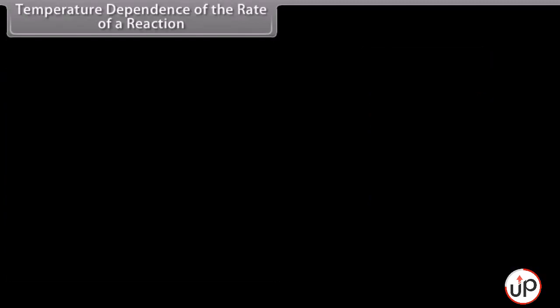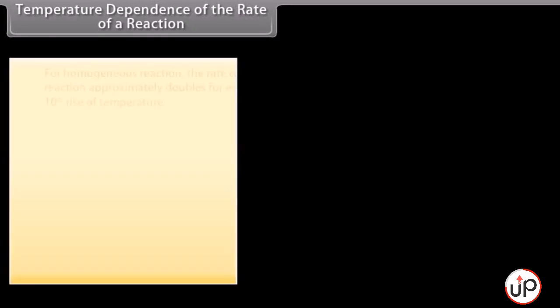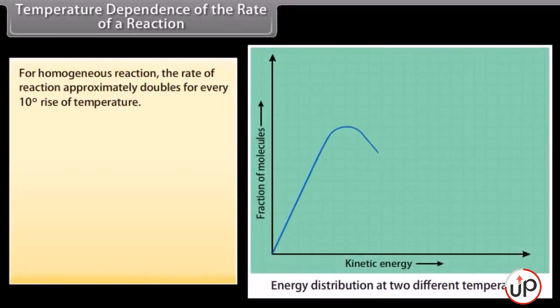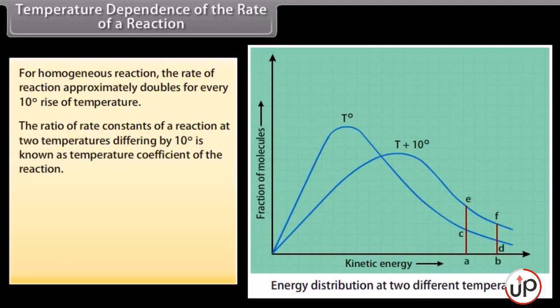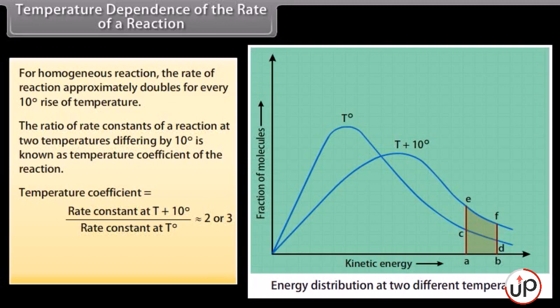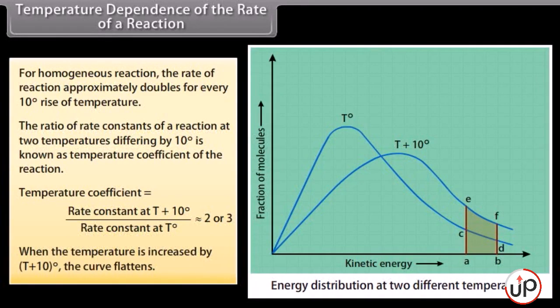Temperature dependence of the rate of a reaction. For homogeneous reaction, the rate of reaction approximately doubles for every 10-degree rise of temperature. The ratio of rate constants of a reaction at two temperatures differing by 10 degrees is known as temperature coefficient of the reaction. Value of temperature coefficient for most of the reaction is close to 2 and in some cases it approaches 3. When the temperature is increased by t plus 10 degrees, the curve flattens.